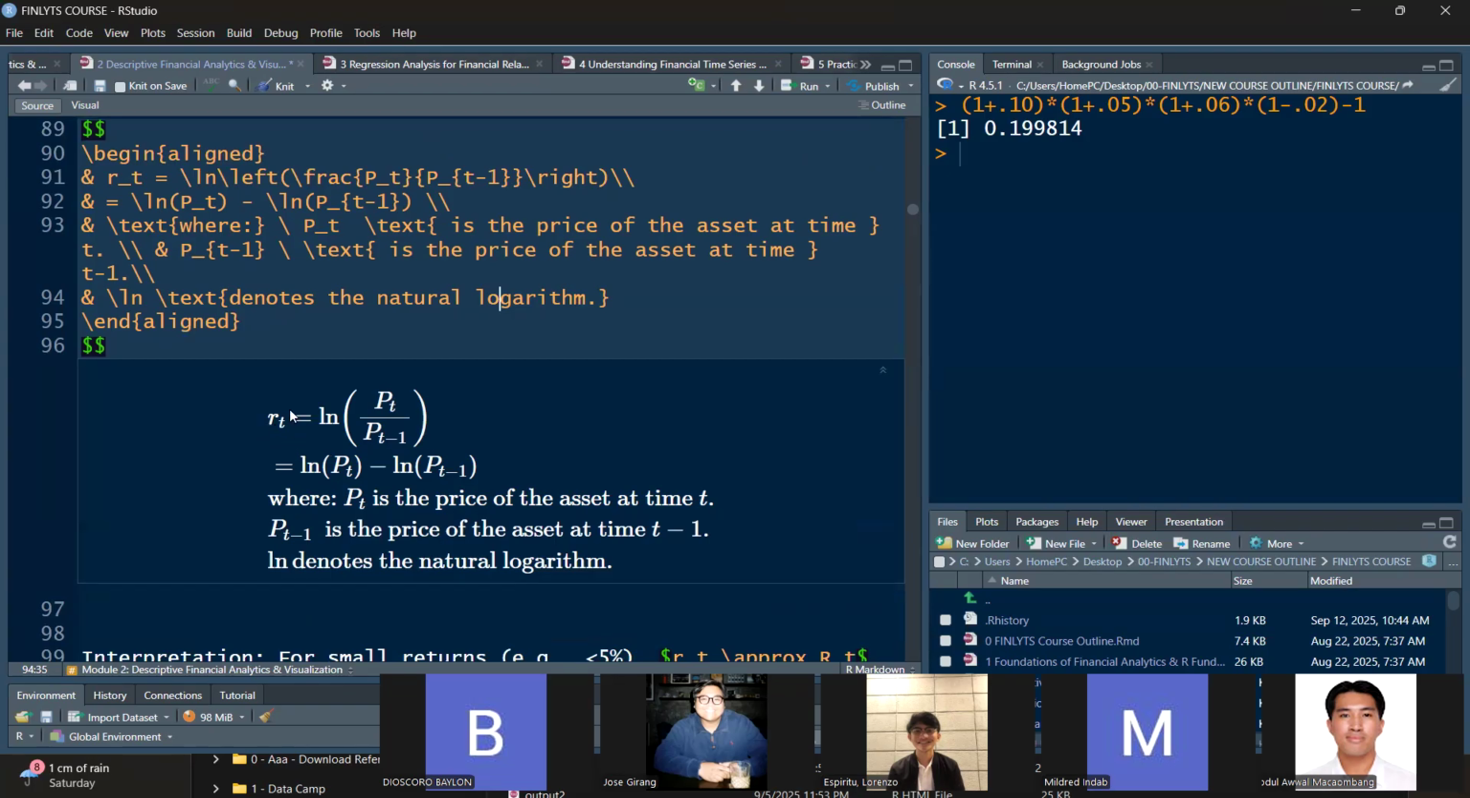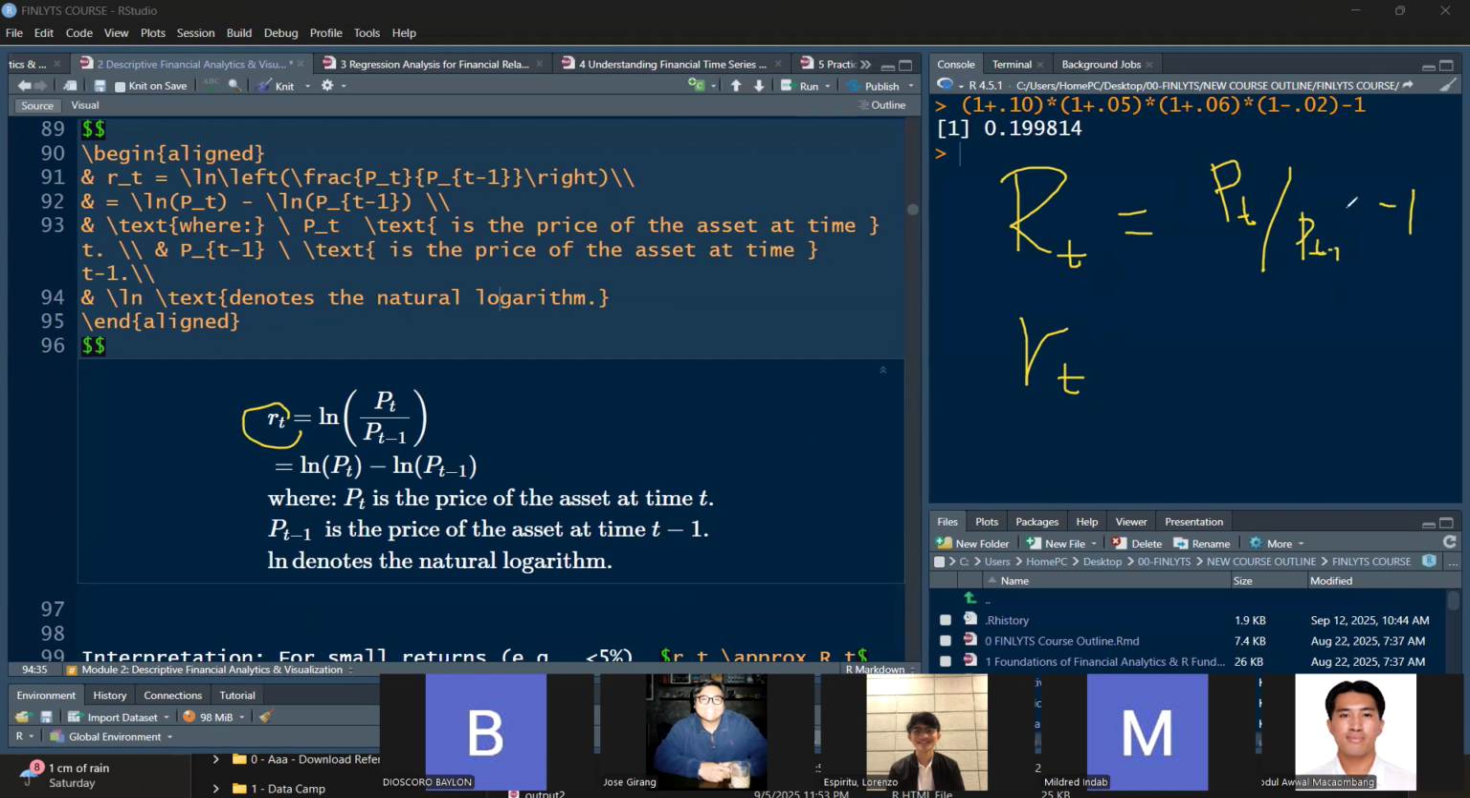Okay, notice first of all that there's a difference between the designation of the returns. For simple returns, it's capitalized, right? And you'll see this in most textbooks, most literature, R sub t. For log returns, we use small letter r sub t. Whereas R sub t is equal to the price at time t over the price at time t minus 1.